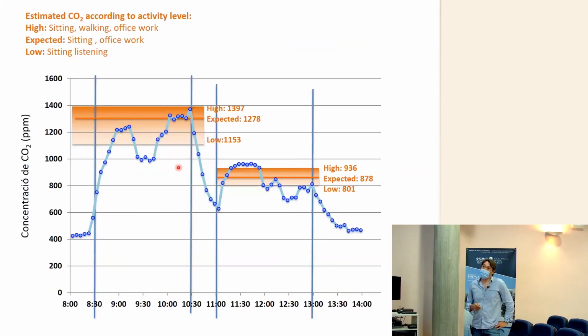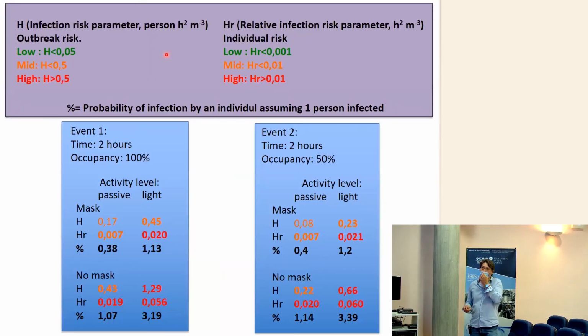Inside the room. So if we apply it to the previous study, the first thing is that by using this model, we can predict the CO2 that we will have according to the activity level. Here I'm showing high activity level. We call it high, it's sitting, walking, doing office work, not doing a workout, actually not exercising. What we expect for what we know in the room, that the students were sitting and doing office work, or we have also the low level if the students are just sitting and listening to the teacher. Well, as you can see, what we measured was really close to what's expected from, let's say, a medium activity level, okay? And by applying that, we calculate our infection risk parameter for this room and this event that was a 2 hour class with 100% occupancy.